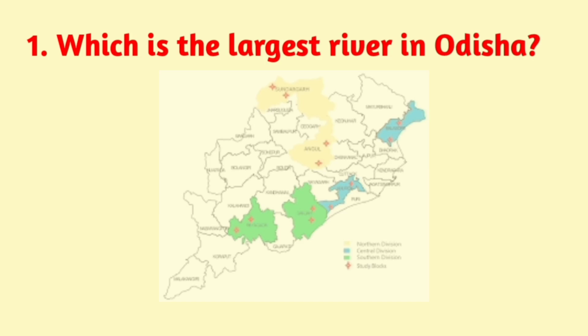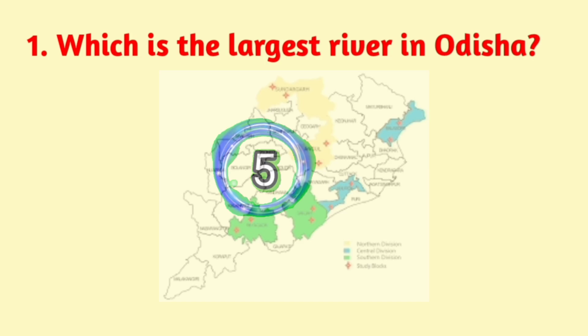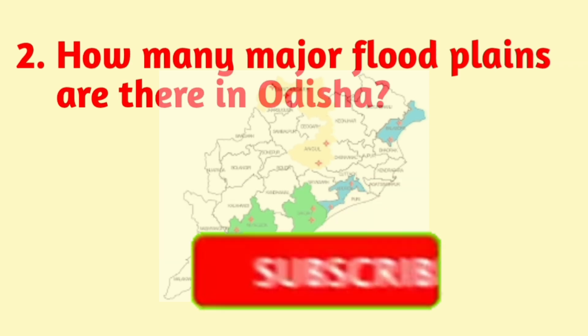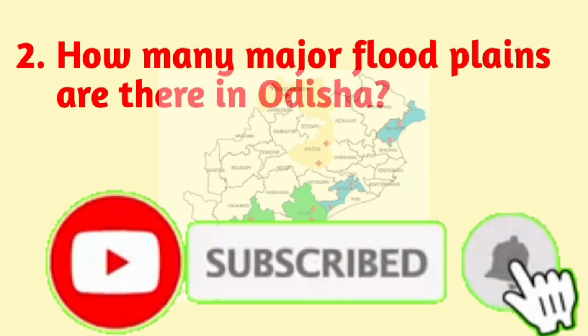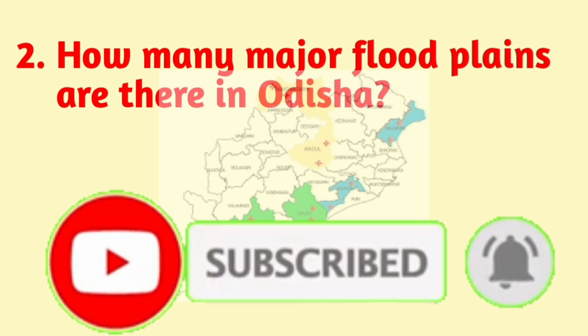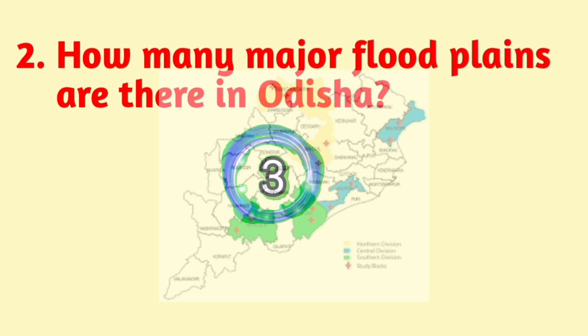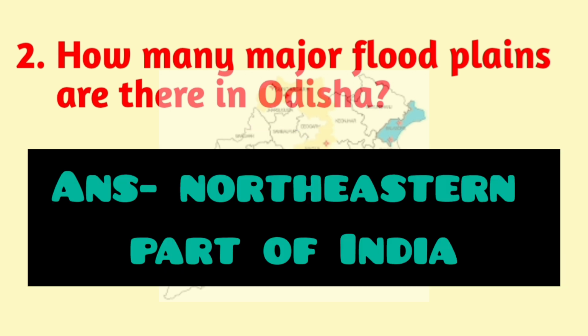Which is the largest river in Odisha? The answer is Mahanadi. Question number 2. How many major floodplains are there in Odisha? The answer is northeastern part of India.